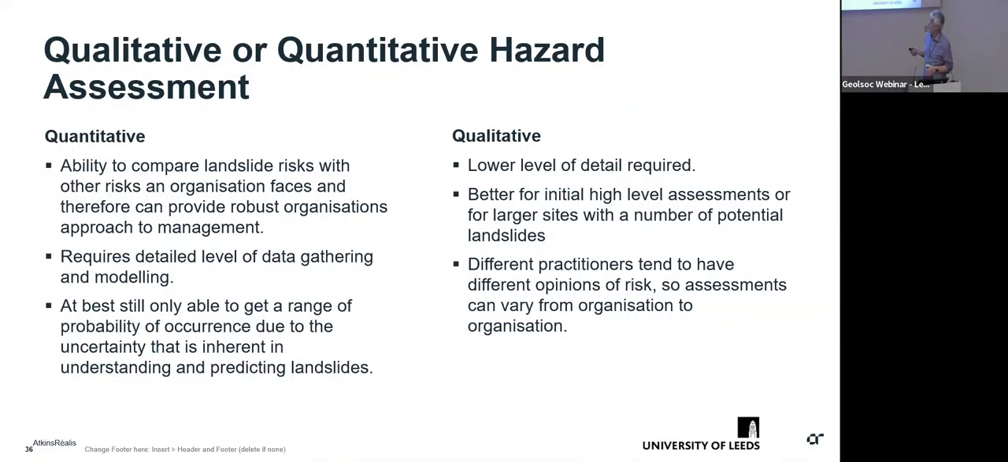The advantage of putting the time in to get that information is that this is what many of the asset owners are asking for: the ability to compare landslide risks with other hazards that the network faces. It must be pointed out that it's only generally in terms of order of magnitude, and you would normally just get a range of probabilities within that, but I think that is still useful to take that forward.